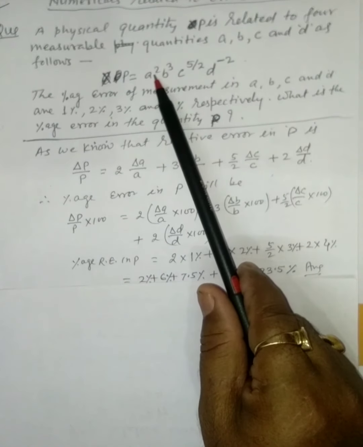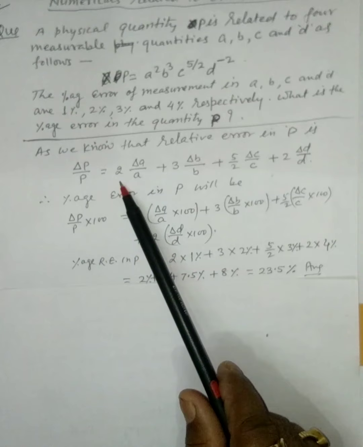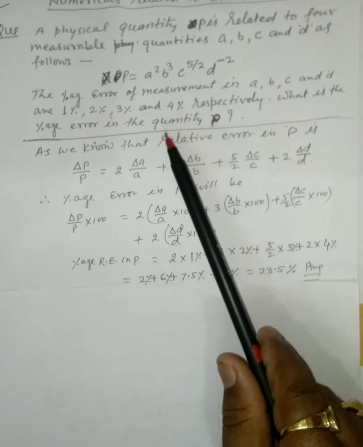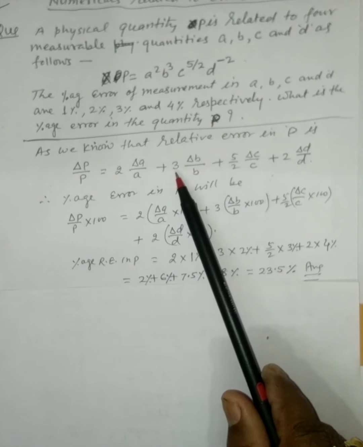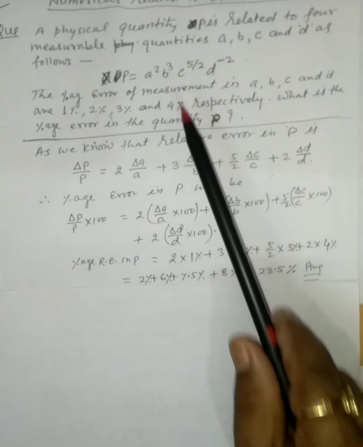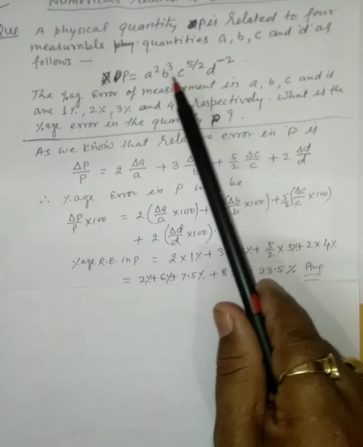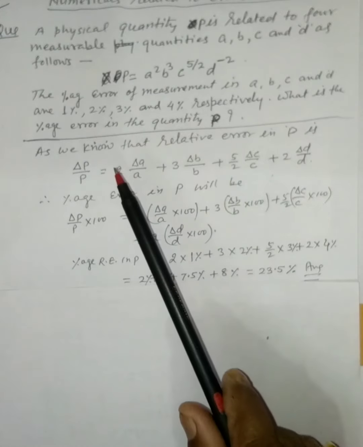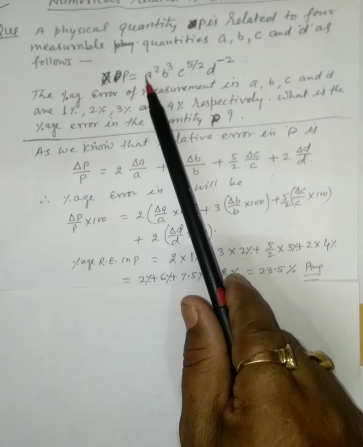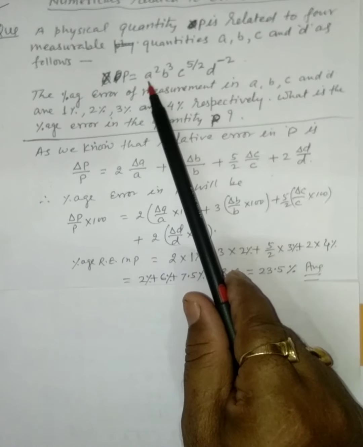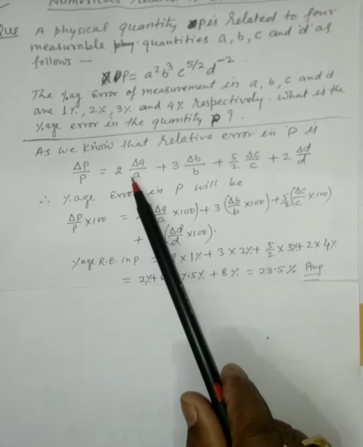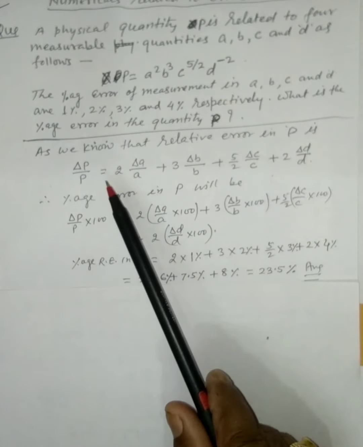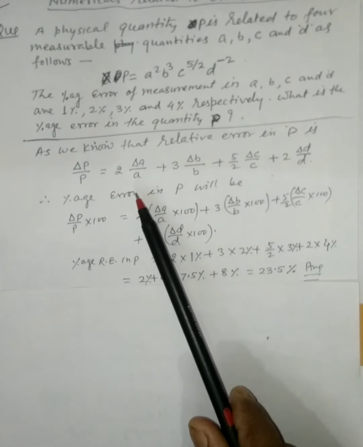So the power here in A is 2, so 2 is multiplied and delta A by A is the relative error in A. Similarly 3 is the power, so here 3 is multiplied and delta B by B. And all the errors are always added up. It is not subtracted or divided or multiplied. Error is always added up. Therefore, the relative errors in A, B, C and D all will get added. And the power gets multiplied according to the rules of errors in measurement.